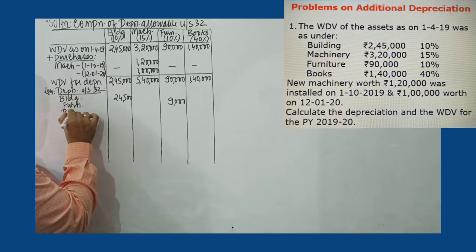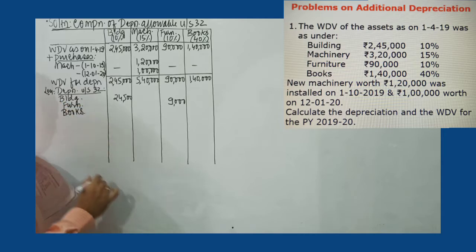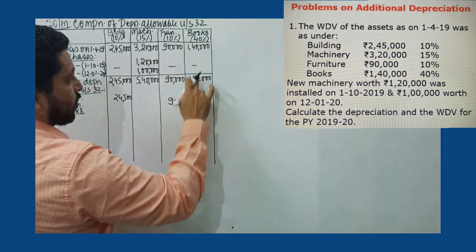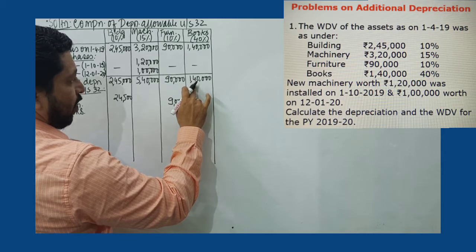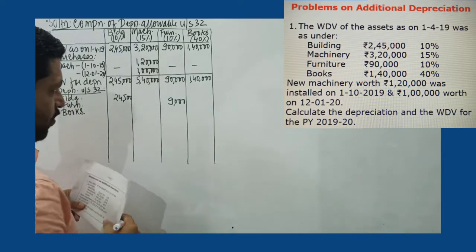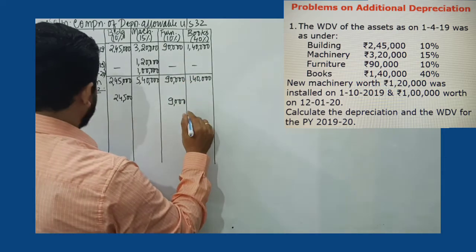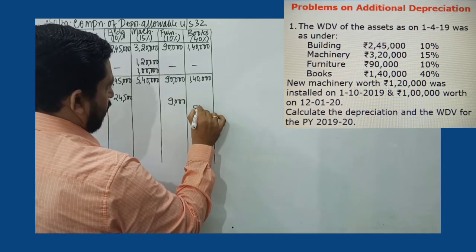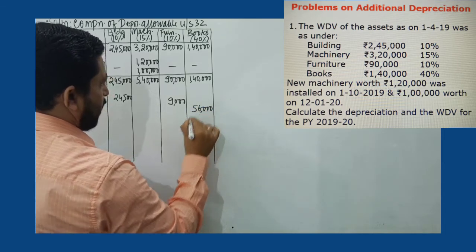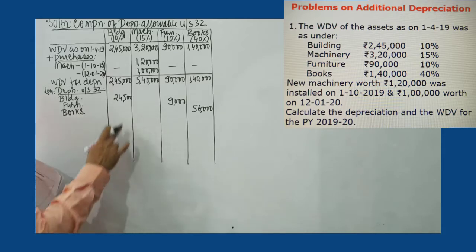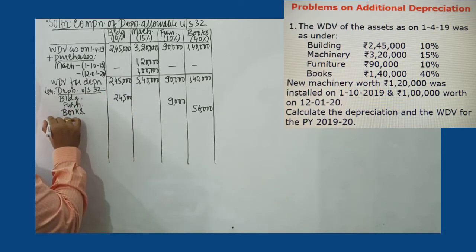Then we talk about books. Books. Again, the rate is 40%. So 40% of 1,40,000. So that will be 56,000. 56,000 will be the depreciation on books. Last we will take machinery.